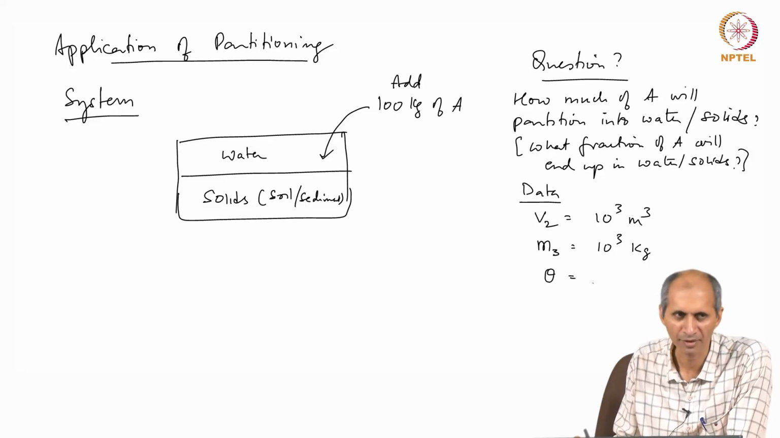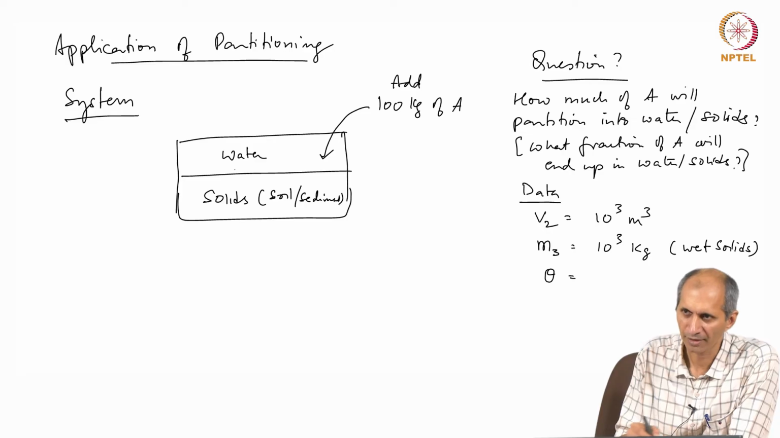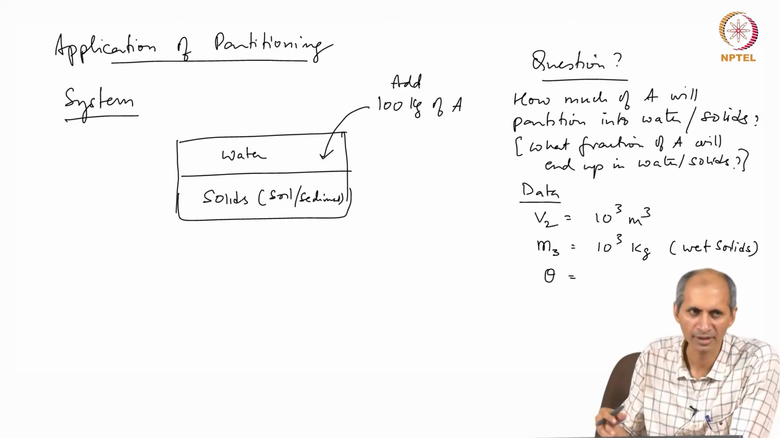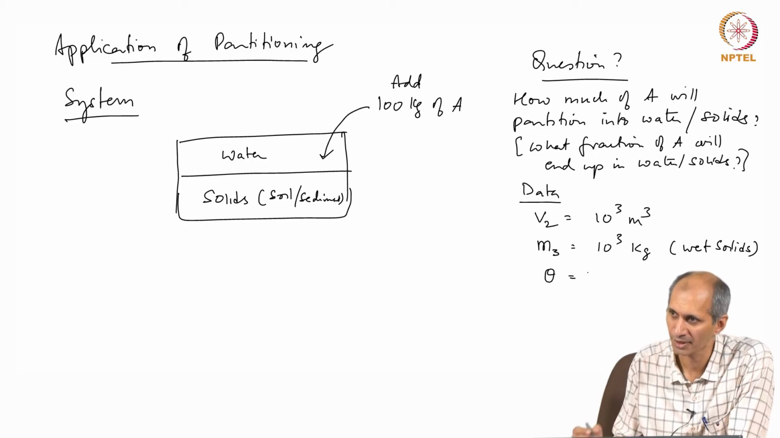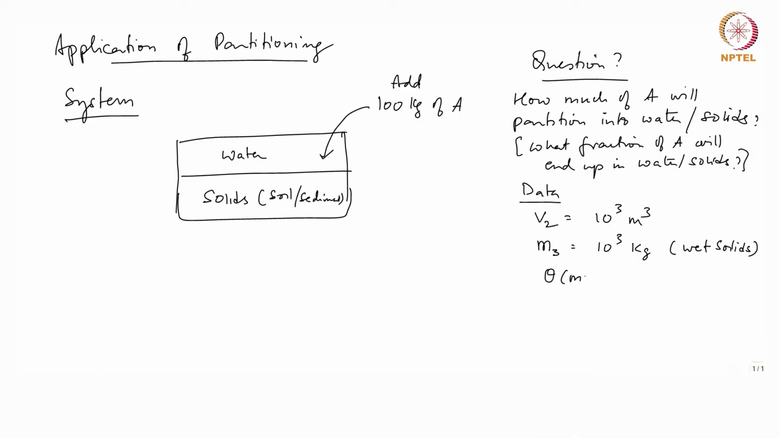I have an additional piece of data. So this is what we call wet solids. Right now, as I have drawn the diagram, it looks like sediment, with the water on top of the solid, which means the entire solids are water saturated. So I have to give you the porosity of the solids with its water content. So theta, which is the moisture content, let us say it is 0.5. For the definition of moisture content, you have to be very careful, as people use different definitions of moisture content.